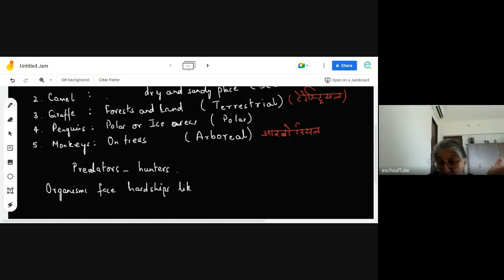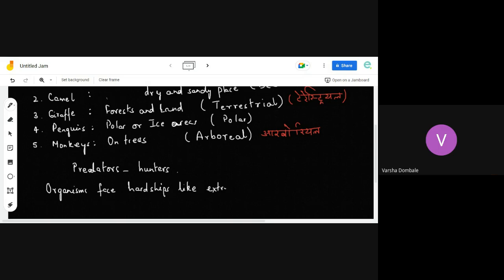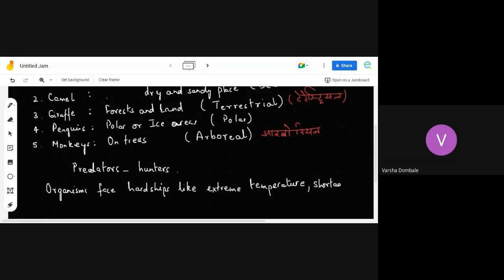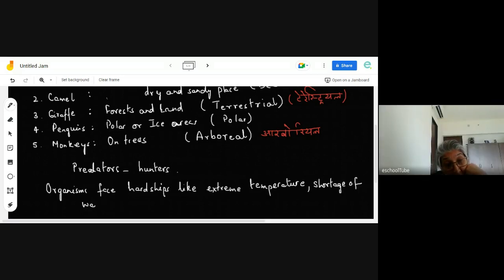Temperature. Like extreme temperatures. What else? In desert there is hot temperature, extremely hot, and in polar region there is freezing temperature. Yes. So extreme temperature. What else? Shortage of water, or predators. Shortage of water and food also sometimes. So they have to leave their children behind and go in search of food. Predators are there in the open, and anybody can come and kill them.